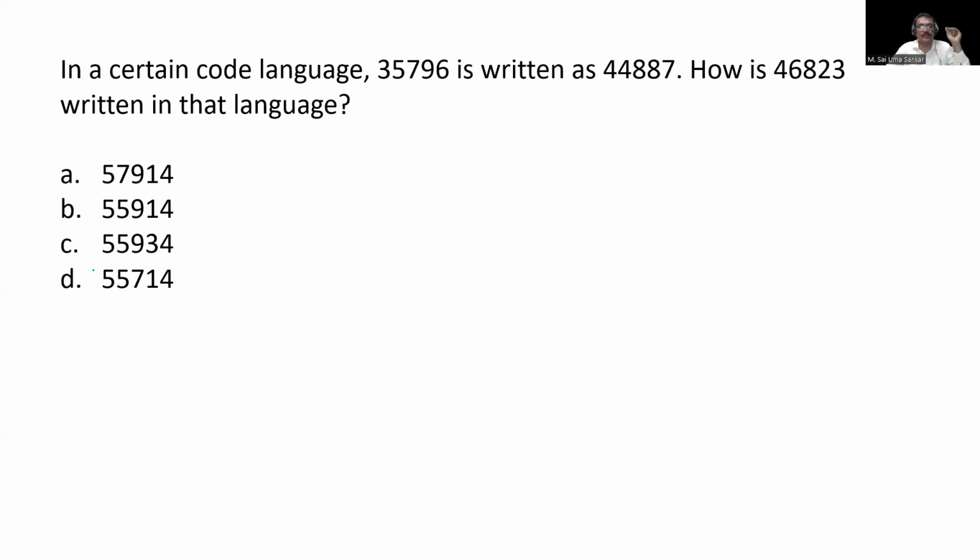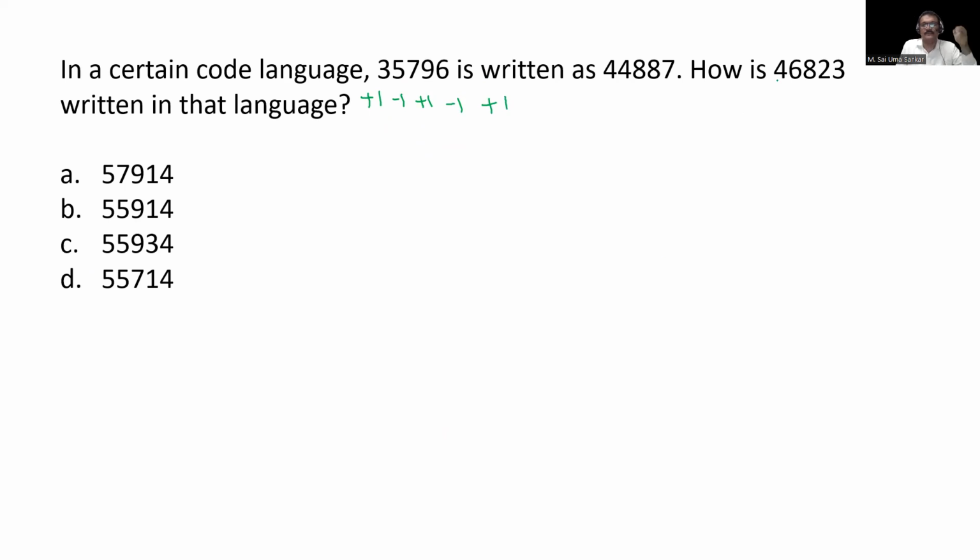In a certain code language, 35796 is equal to... Here, 3 becomes 4, that means plus 1. 5 becomes 4, minus 1. 7 becomes 8, plus 1. 9 becomes 8, minus 1. 6 becomes 7, that is plus 1. Right? It's a very simple one. So plus 1, minus 1, plus 1, minus 1, plus 1, minus 1.